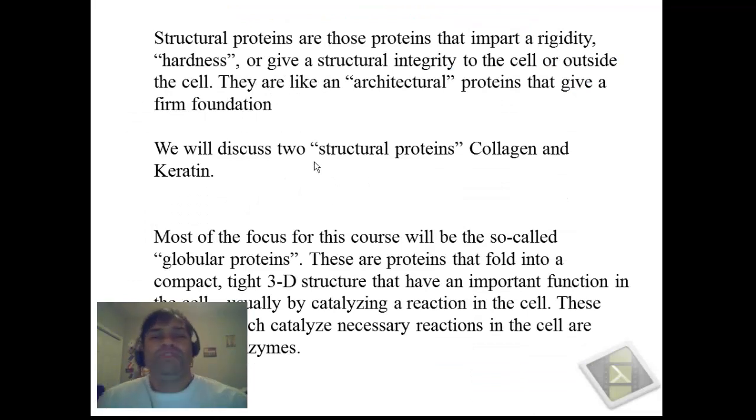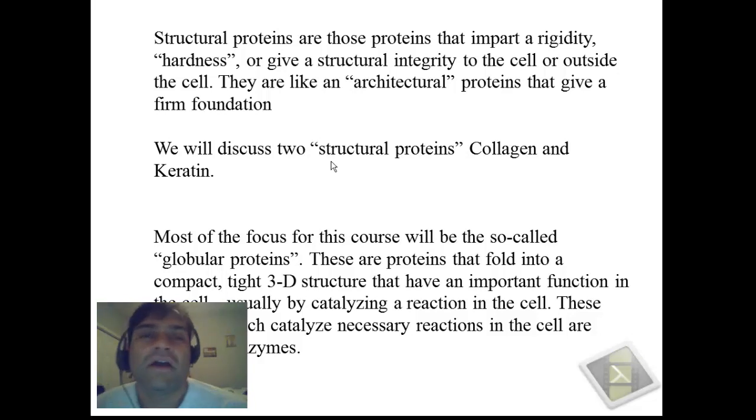Now we'll switch gears, and I'm only going to talk about 2 structural proteins. The other proteins that we will focus on in this class are going to be more globular proteins. But realize proteins can have a role in architecture as well. And 2 proteins that we're going to talk about that have a role in structural architecture are collagen and keratin.